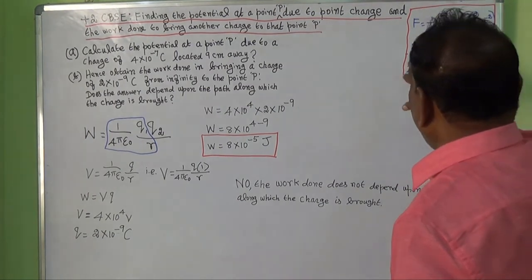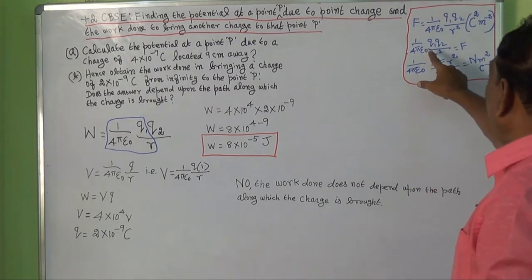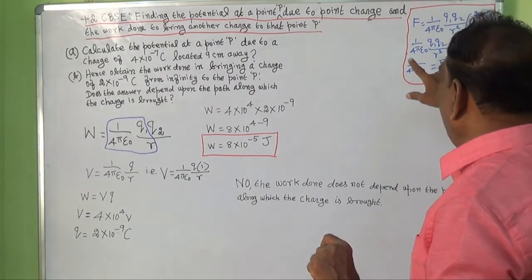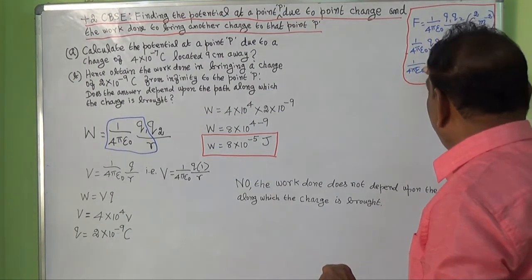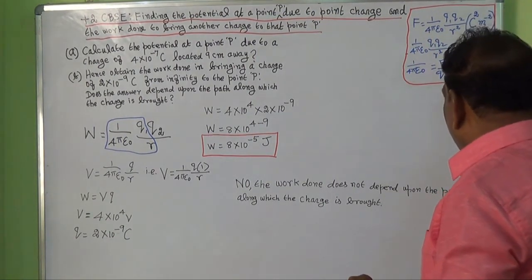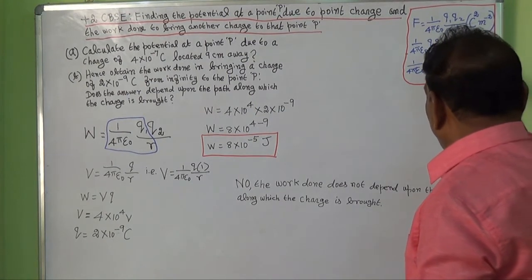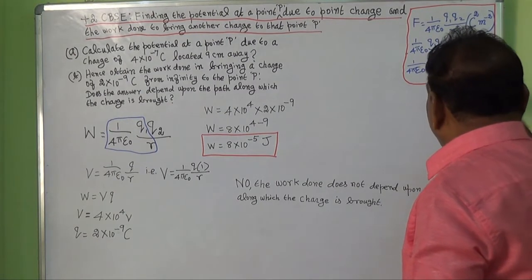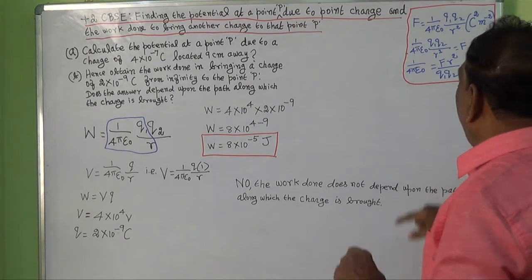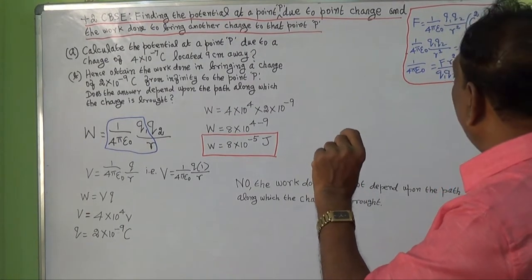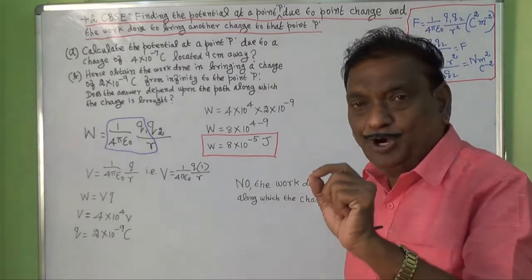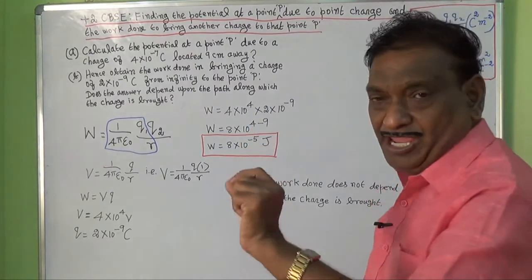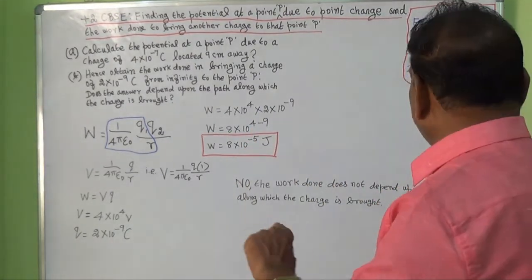If we change the sides, we will get 1 by 4 pi epsilon naught Q1 Q2 by R square equal to F. If we bring the other factors to the right side, Q1 into Q2 will come to the denominator and R square will be placed in the numerator. So we get the formula for 1 by 4 pi epsilon naught as F R square by Q1 into Q2. What is the unit of force?